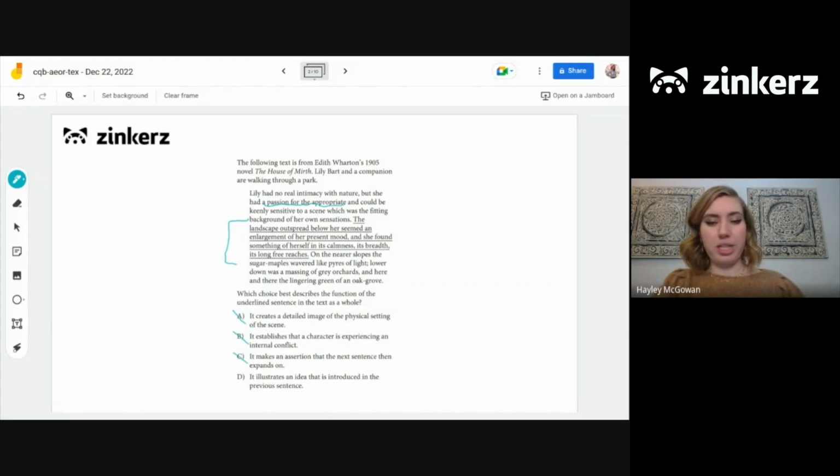So we're just left with D, and D says it illustrates an idea that is introduced in the previous sentence. Thinking about it again, the idea that we have in these underlined lines is the fact that her surroundings are reflecting her inner mood. And in the previous sentence, the beginning of the passage, it says that she had a passion for the appropriate and could be keenly sensitive to a scene which was the fitting background of her own sensations. So this one definitely seems like a great option because it does illustrate and expand on what was introduced in the previous sentence. So D is the correct choice.